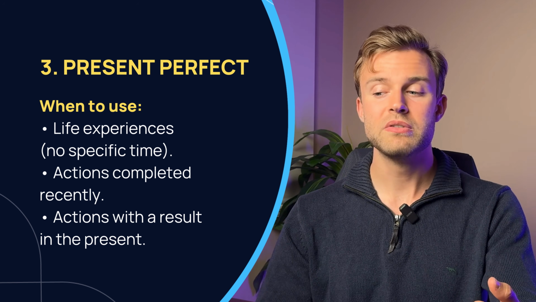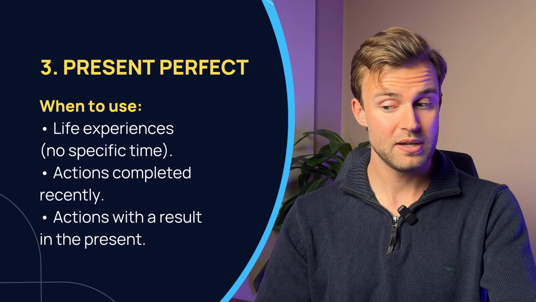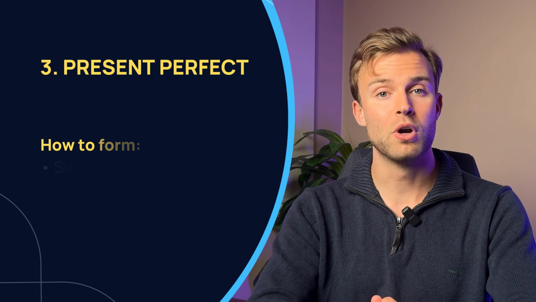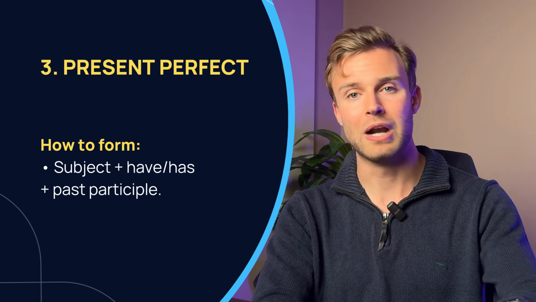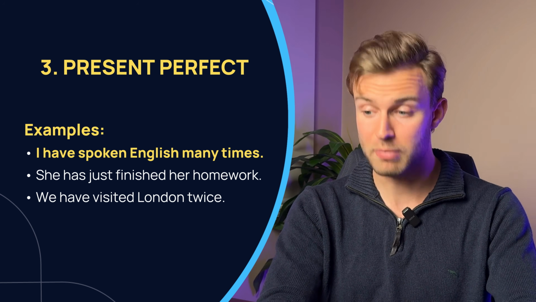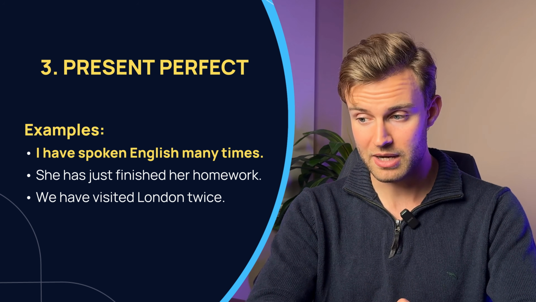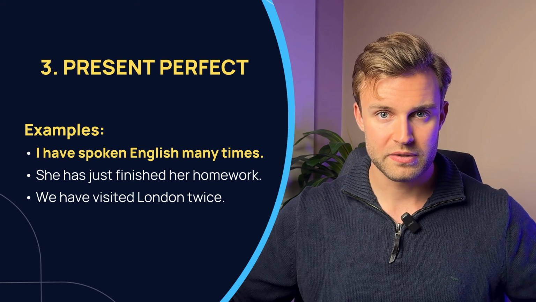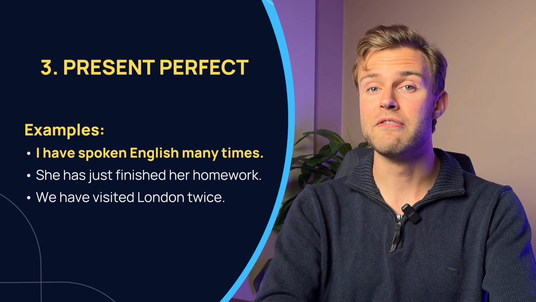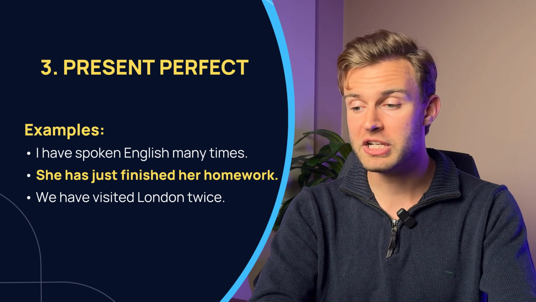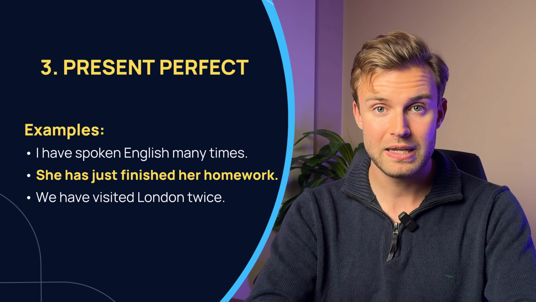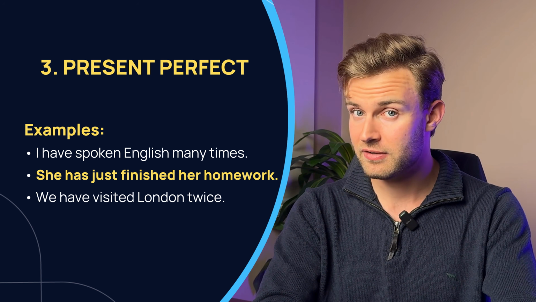Now, the present perfect is used to talk about life experiences when we're not specifying a specific time. We also use it for actions completed recently and actions with a result in the present. It's formed with the subject plus have or has plus the past participle. For example, I have spoken English many times. That's a general life experience. We don't know exactly when in the past that happened. I have spoken. She has just finished her homework. This happened recently. It was completed recently. She has just finished her homework.